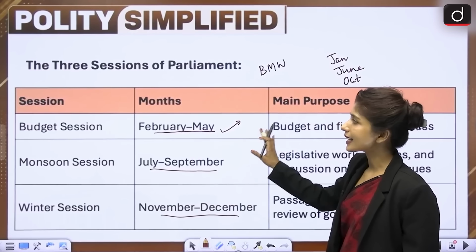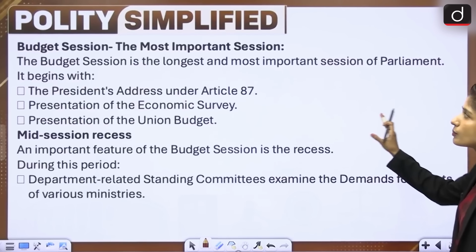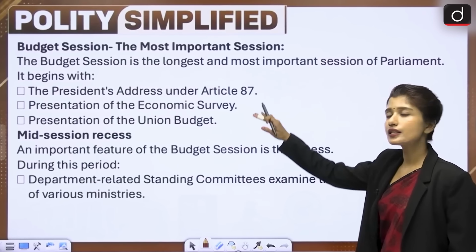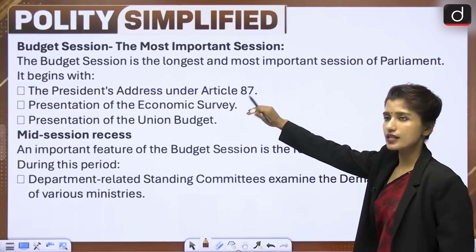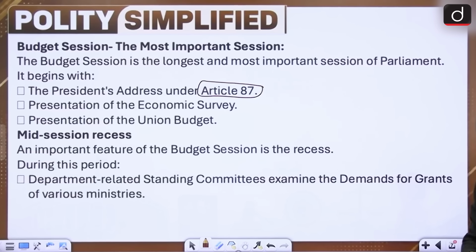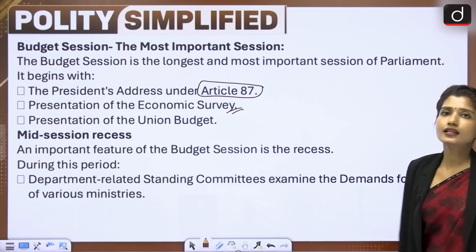Now let's see what exactly happens during these sessions. The first is the most important and the longest session, which is the budget session. The first thing that happens in the budget session is the President's address under Article 87. So the President addresses both the Houses of Parliament during the budget session, and it is under Article 87. Then the economic survey is presented during this.